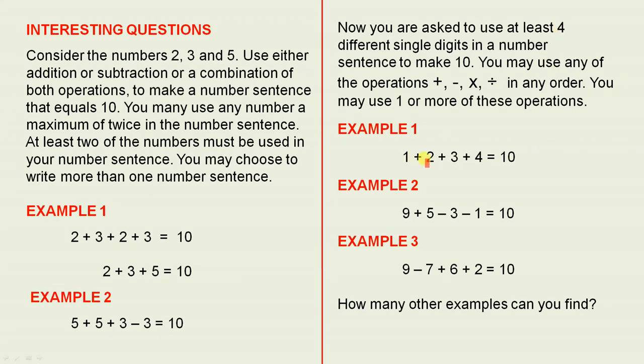Let's look at the first one. 1 plus 2 plus 3 plus 4 equals 10. So we've only used those 4 digits, and we have to use 4, so we've done that, and we get 10.